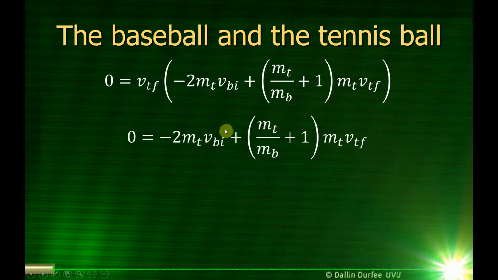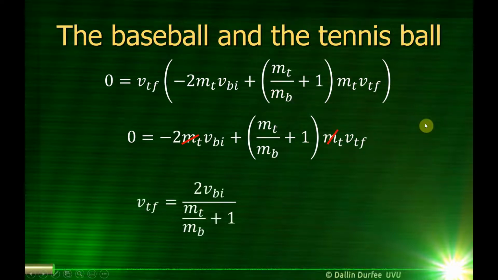And so I'm going to take this, and this is just an equation now I can solve for the final velocity of the tennis ball. I can cancel out the mass of the tennis ball, and then I pull this to the other side and divide. And there's my answer. There's the final velocity of the tennis ball. So I just took my conservation of momentum and conservation of kinetic energy equations, and did 2 equations, 2 unknowns.